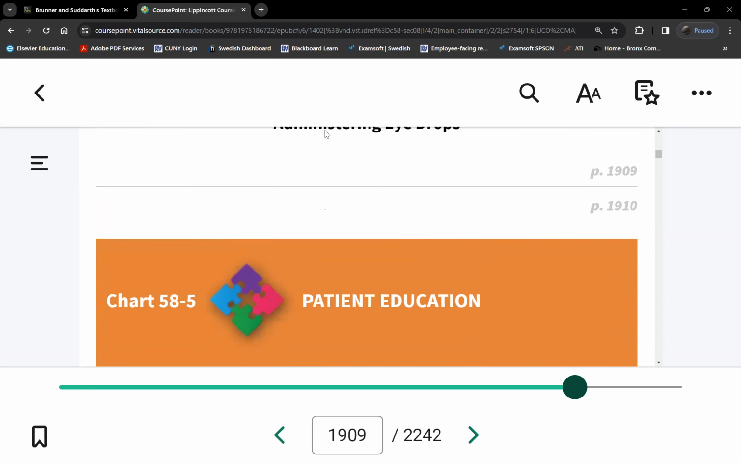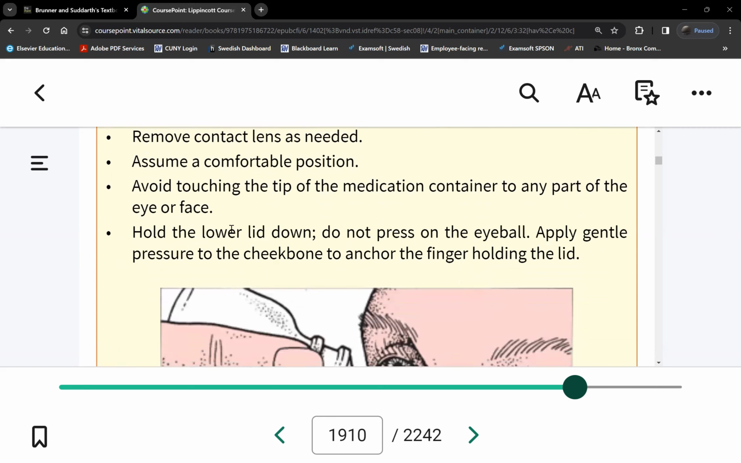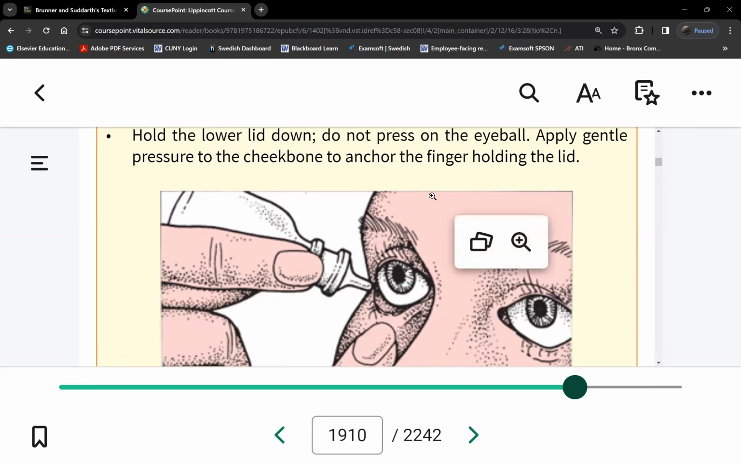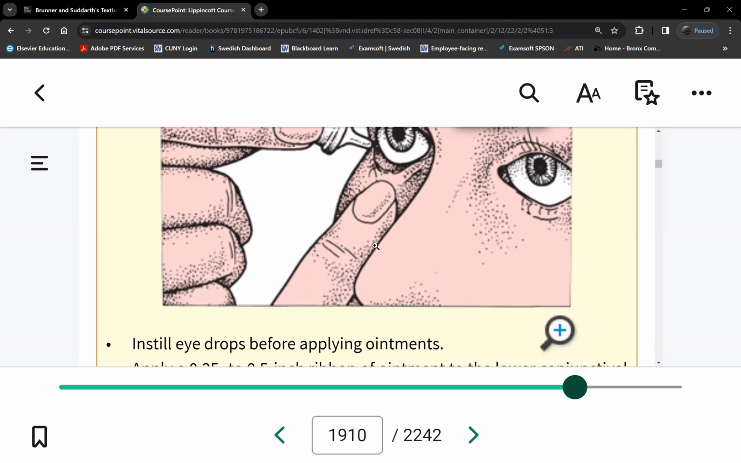Here's the chart. They put it here, so let's discuss it now. Hand hygiene. The tip of the medication container should never touch eyelashes or eyelids. Hold the eyelid down, and where do we administer the drop again? In the lower conjunctival sac. Okay, not on the eyeball. The eyeball has no blood vessels because it's covered by the lens, so it's protected by the lens. If we put medication there, nothing will get absorbed unless you remove the lens.